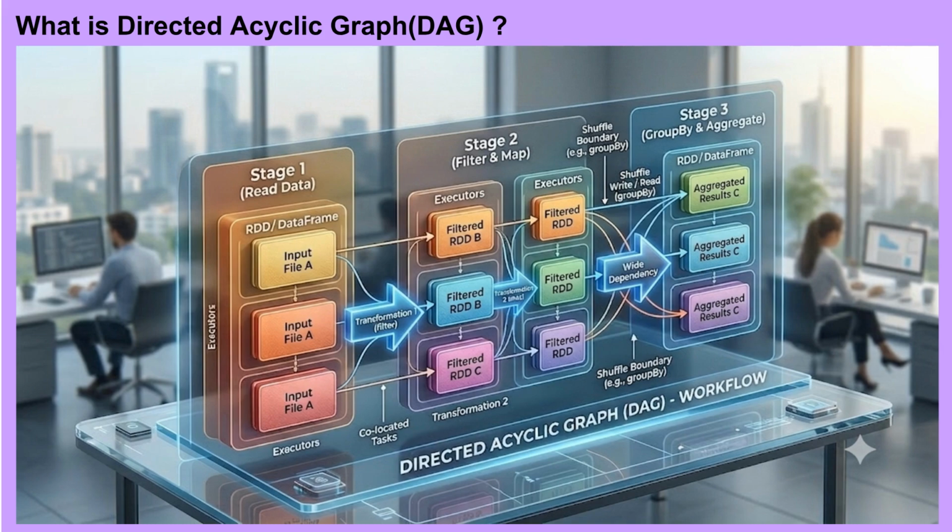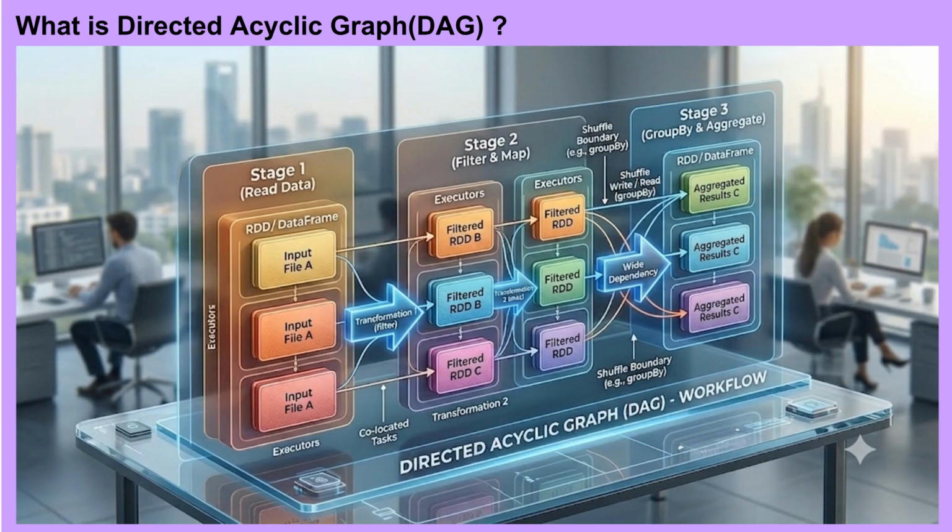Why is the DAG such a big deal for Spark? Fault tolerance. If a worker node crashes mid-calculation, Spark doesn't have to restart the whole job from scratch. It looks at the DAG, figures out exactly which partition of data was lost, and recomputes just that specific piece from the original source.